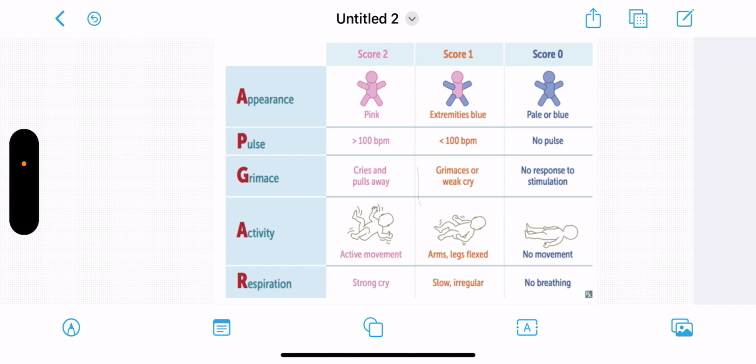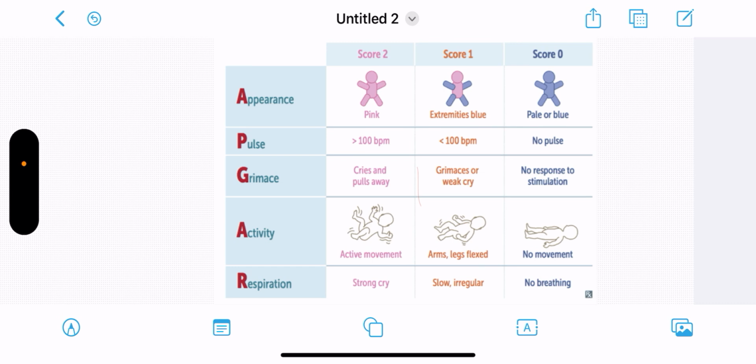When the child has a heart rate of more than 100 beats per minute, it is scored as 2. When the reflex irritability of a child is in crying or sneezing or coughing, it will be scored as 2. When the child has active movements, it will be scored as 2. And for respiration, when the child has good respiratory efforts and a strong cry, it will be scored as 2.